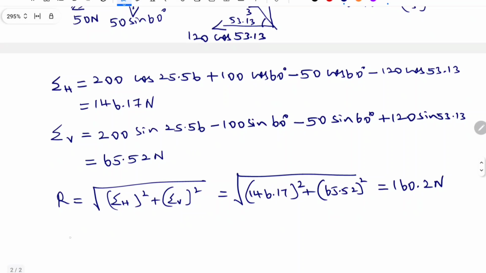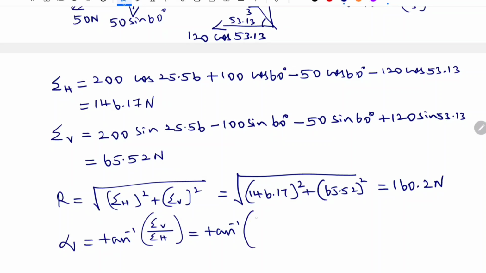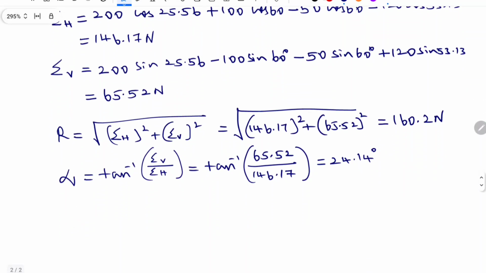To find out the direction, the equation is alpha is equal to tan inverse of summation of vertical forces divided by summation of horizontal forces. That is equal to tan inverse of vertical forces is 65.52 and the horizontal component is 146.17. So, the alpha value will be 24.14 degree. So, now we have calculated the magnitude and direction.